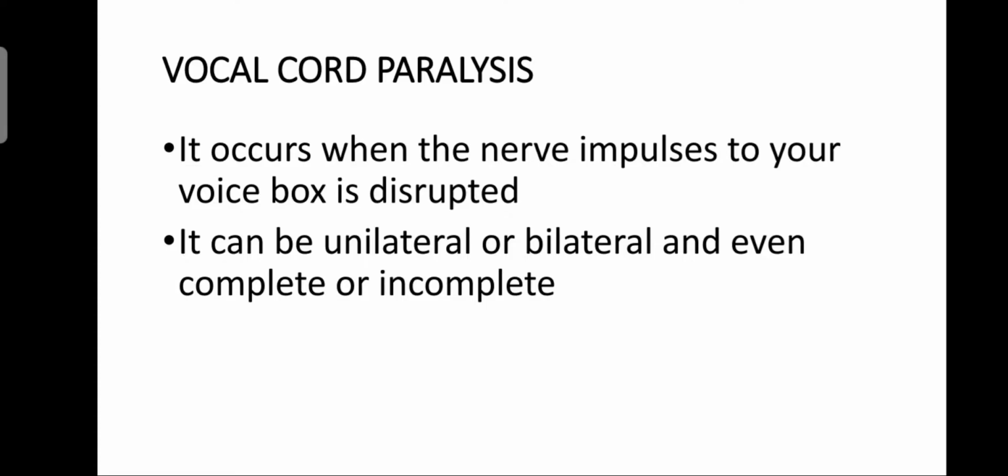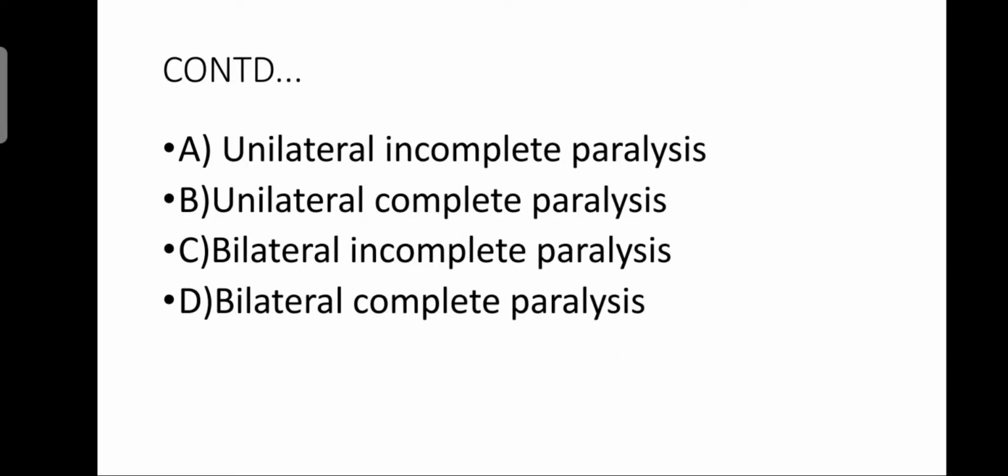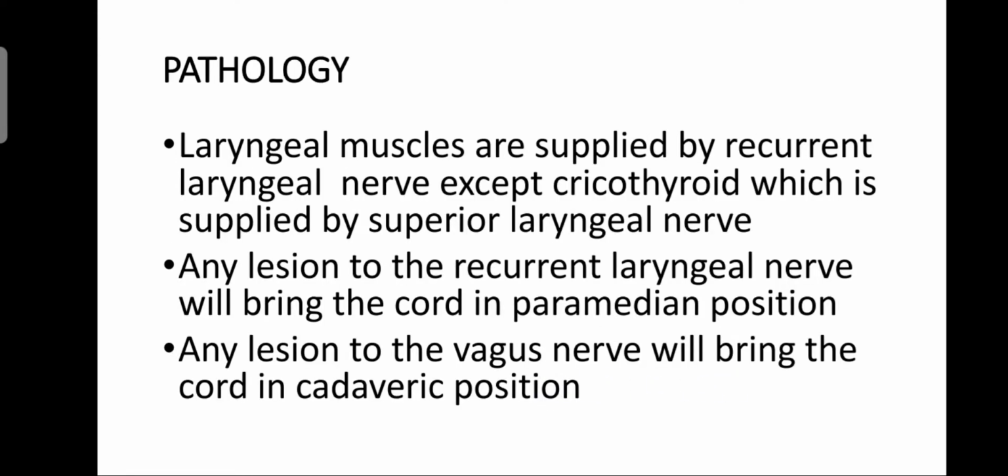Vocal cord paralysis. It occurs when the nerve impulses to your voice box are disrupted. It can be unilateral or bilateral and even complete or incomplete. It is of four types: unilateral incomplete paralysis, unilateral complete paralysis, bilateral incomplete paralysis, bilateral complete paralysis. Pathology. Laryngeal muscles are supplied by recurrent laryngeal nerve except cricothyroid, which is supplied by external branch of superior laryngeal nerve. Any lesion to the recurrent laryngeal nerve will bring the cord in paramedian position. Any lesion to the vagus nerve will bring the cord in cadaveric position.